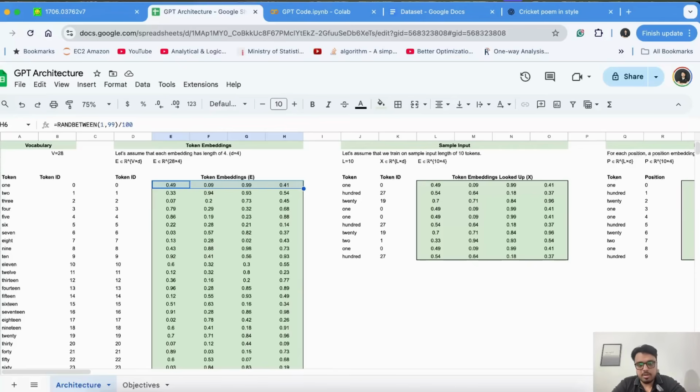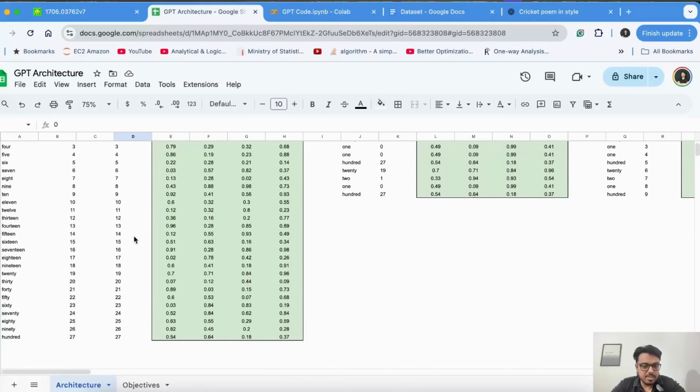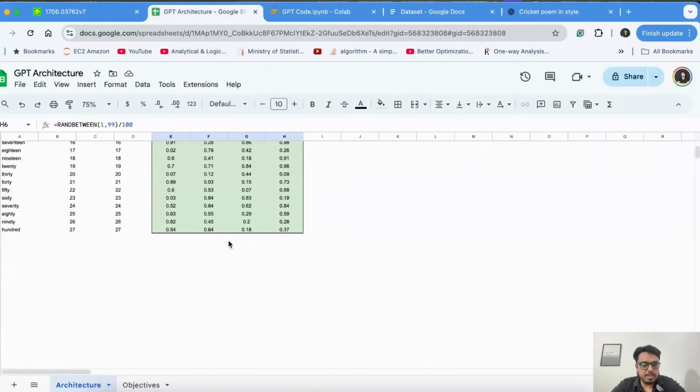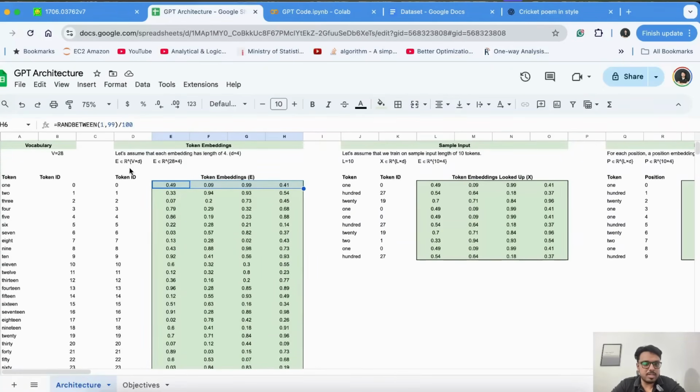Now, if we have 28 token IDs, and each token ID is represented by an embedding of length 4, we get a token embedding table or matrix of size V cross T, which is 28 cross 4.